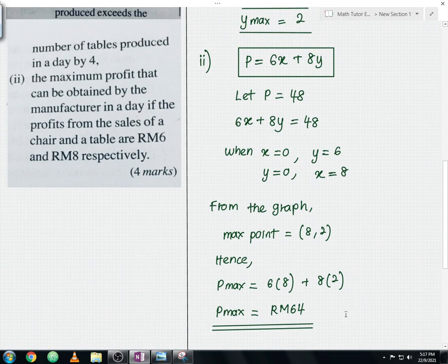Okay, so that is all for the step-by-step working and solution for this question. I hope you understand the full working that I've shown to you.